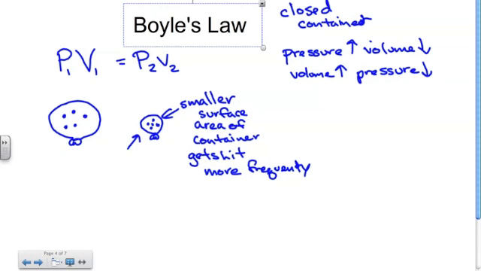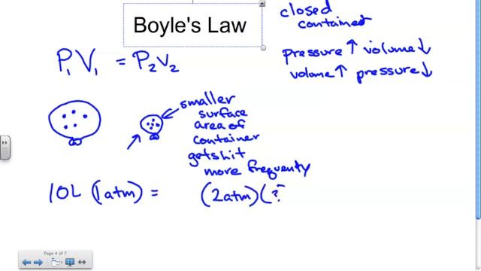So basically, if I had 10 liters of gas at 1 atm, and I wanted to know the volume of that gas at, let's say, 2 atm, I could just simply plug in those numbers and then use algebra to solve. In this case, 10 liters times 1 atm divided by 2 atm means that I will have only 5 liters of gas.